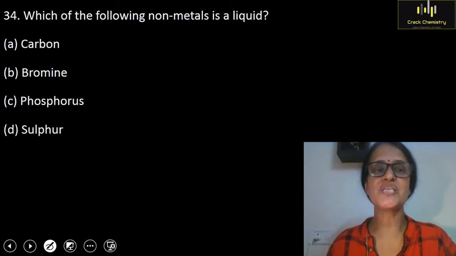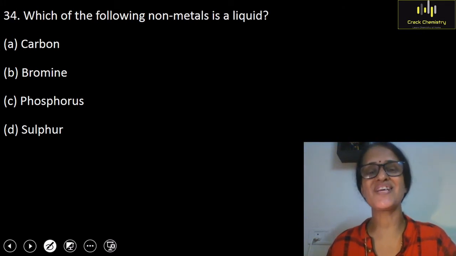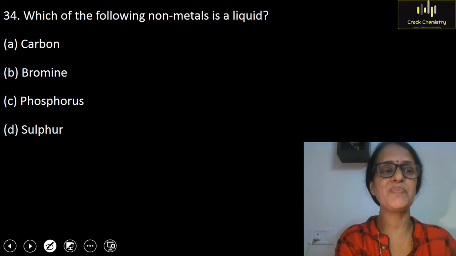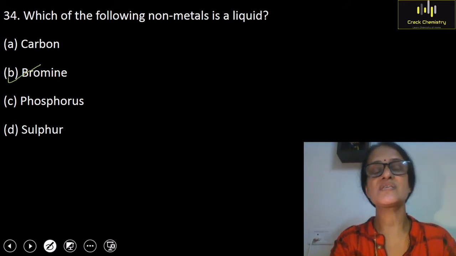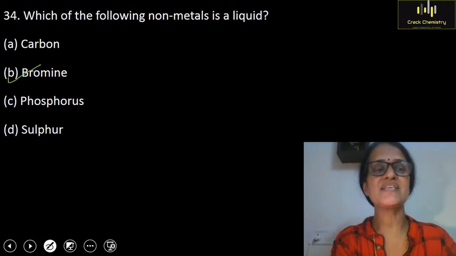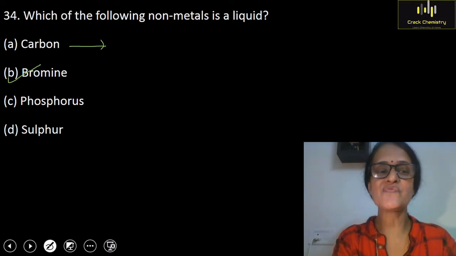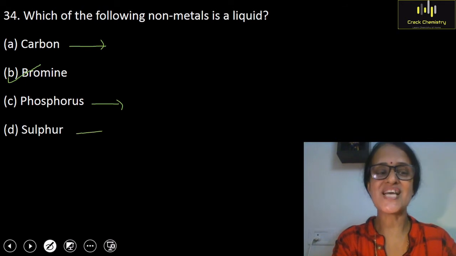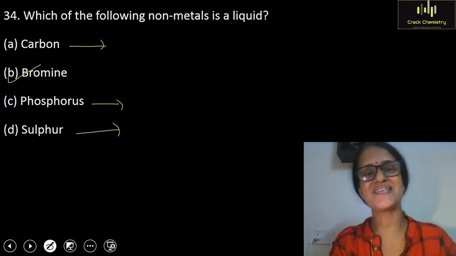Question number 34 is: which of the following non-metals is a liquid? Children, among all the non-metals, the only non-metal which is found in liquid state is bromine. So bromine is the only non-metal which exists in liquid state. If we consider other given options, option A is carbon, which exists in the solid state. Option C is phosphorus. This also exists in solid state. Option D is sulfur. This also exists in solid state.